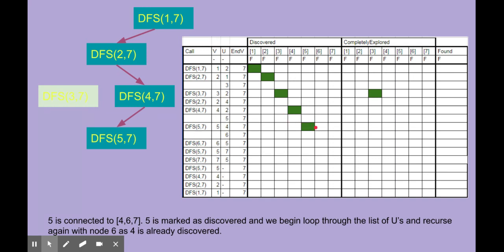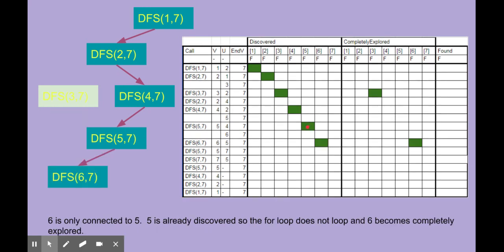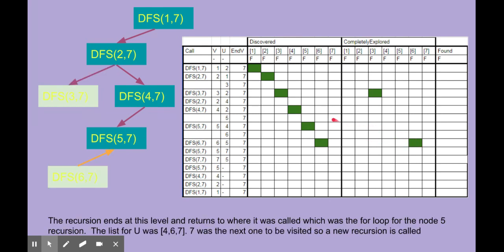5 becomes found. And then from 5, 5's connected to 4, 6, and 7. 4's been seen before here. So we need to go to 6 and 7. So we recurse to 6. 6 is only connected to 5. 5 is discovered already, so 6 becomes completely explored, and then we're going to recurse back to this stage here and back to where we were before, and then carry on with the list of things connected to 5. 5's connected to 4, 6, and 7, so 7's the next one we look at there.